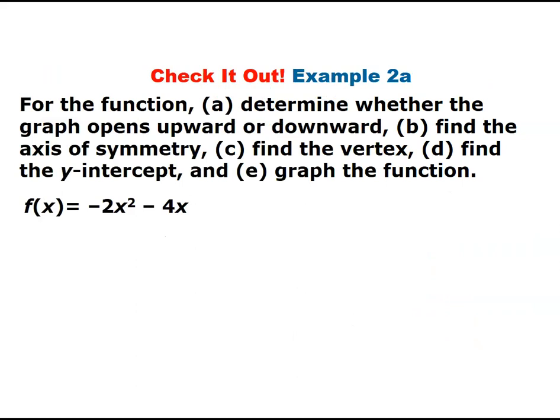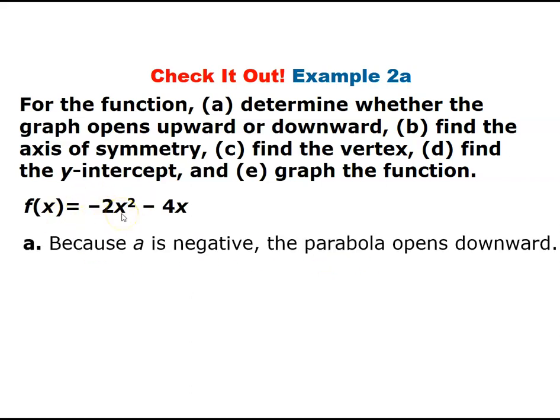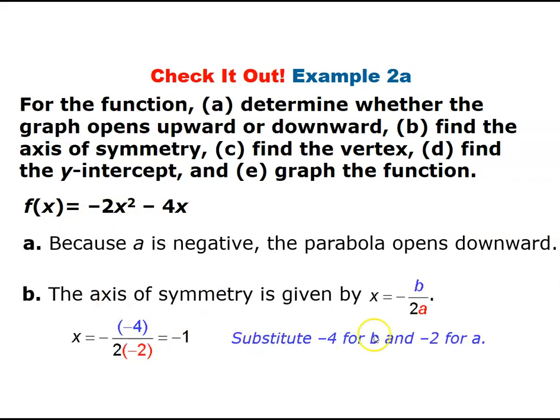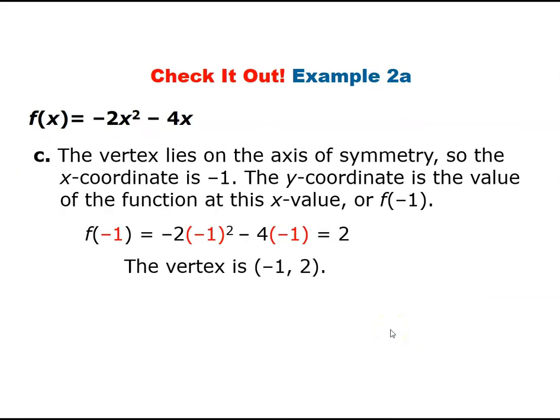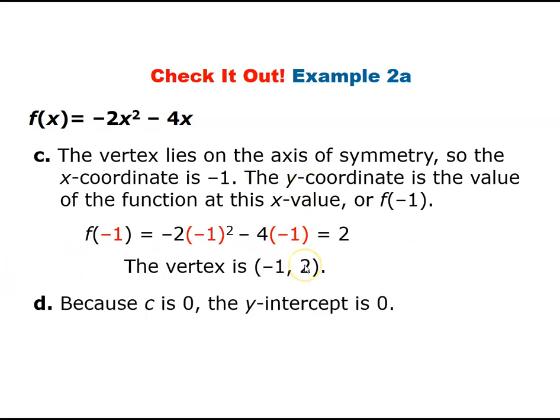So for the function, determine whether the graph opens upward or downward. Find the axis of symmetry, find the vertex, then find the y-intercept and graph the function. So here it opens downward, right? Negative. And then for the axis of symmetry, we have x equals negative b over 2a. Therefore the axis is negative 1. So for the vertex, whatever you get in the axis of symmetry, you just put that in the function, and then there is no value of c here, so therefore the y-intercept is equal to 0. And what will be the graph now?